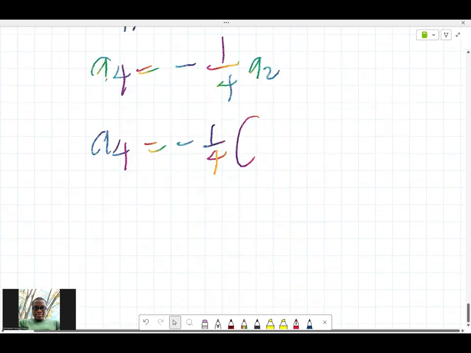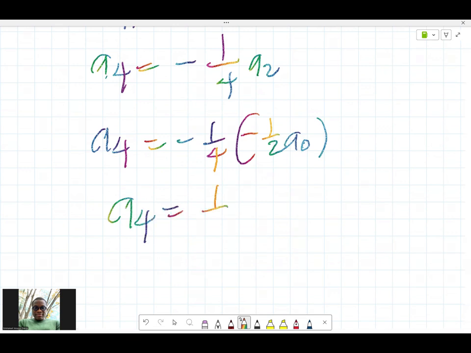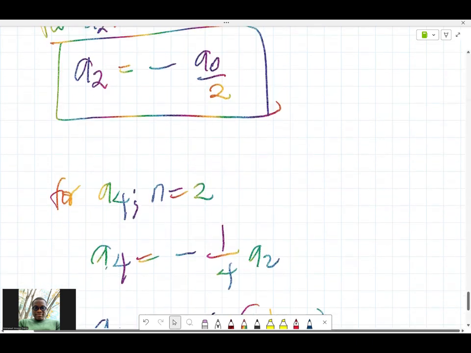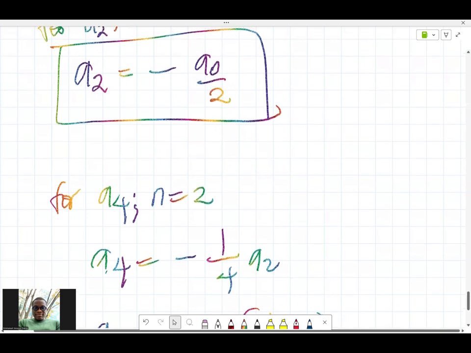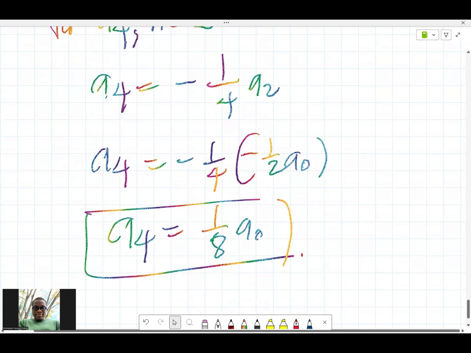A2 is minus 1 over 2 a naught, okay. So that means that a4 is equal to 1 over 8 a naught, okay. So a4 is done like that. So the next thing we want to get is, we can get a6, right? We can go for a6.